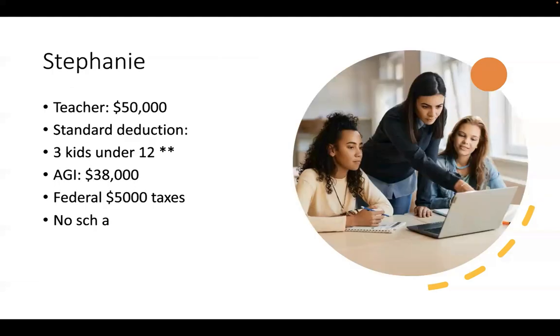Our next client is Stephanie. So Stephanie is a teacher. She makes $50,000. She has 3 children under the age of 12. Her AGI after she files her tax return is about 30,000, and she owes $5,000 in taxes. She doesn't have any Schedule A. So she has about $5,000 tax liability. What are we going to do for Stephanie?